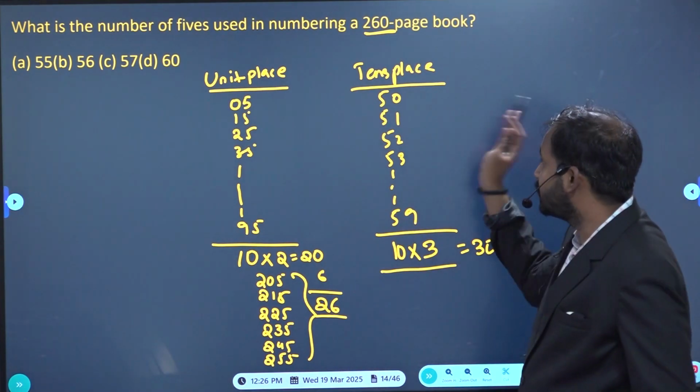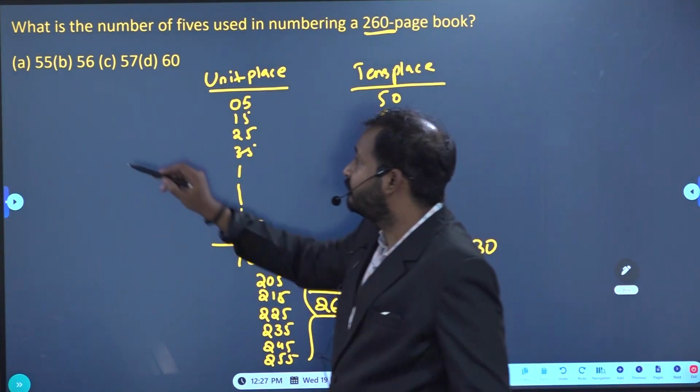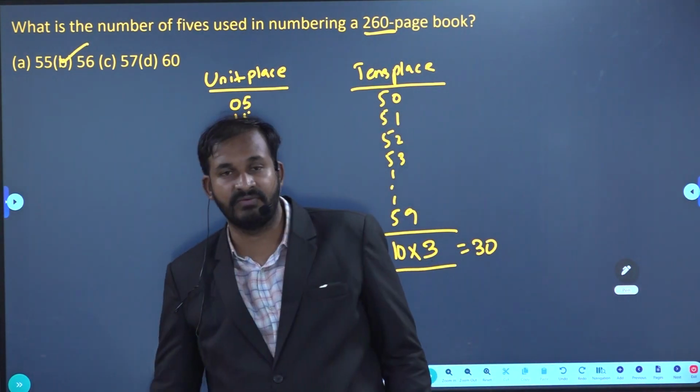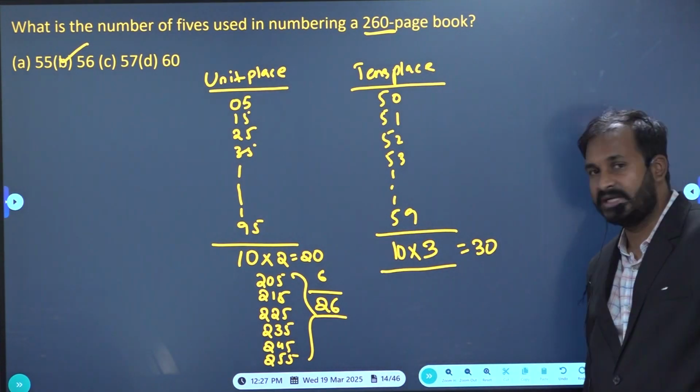So that means there is no chance to get 5 at hundreds place. So 26 plus 30, what will you get? 56. That means I will use the digit 5 for 56 times here.